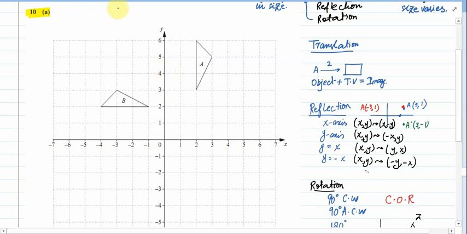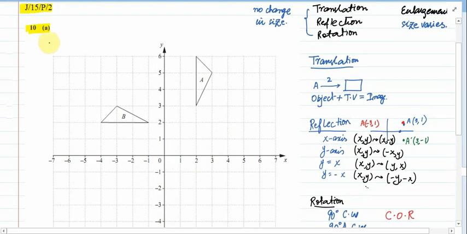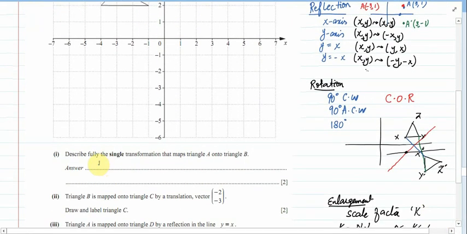And for the first part, let me check its weightage. It's a 2 mark question, so for the first part I will give you 2.5 minutes. All right, first try it by yourself, and then I will start. So triangle A is transformed onto triangle B. That is our rotation. Direction is what? It's 90 degrees and it's anti-clockwise, right?